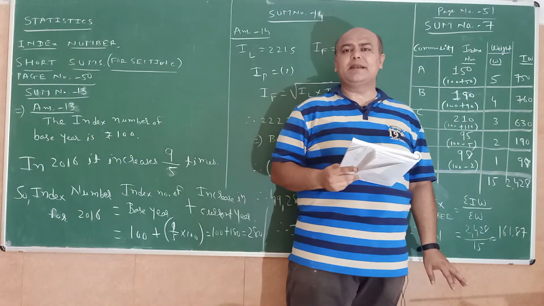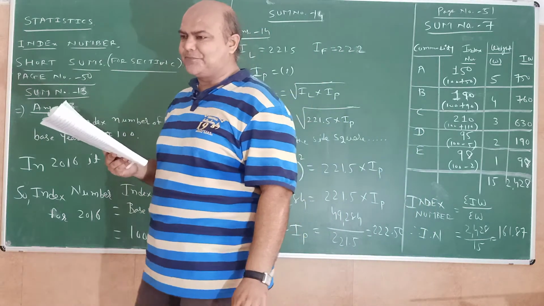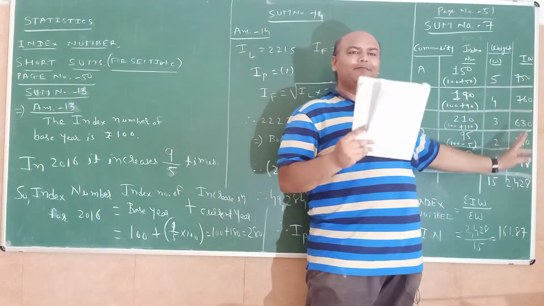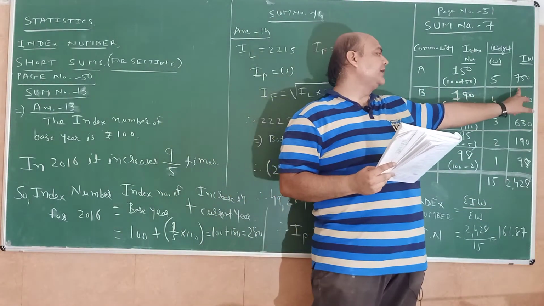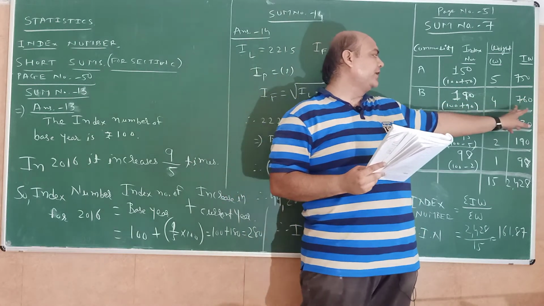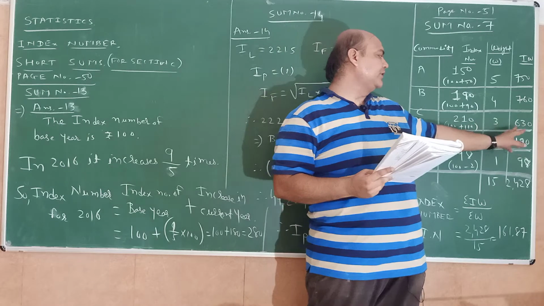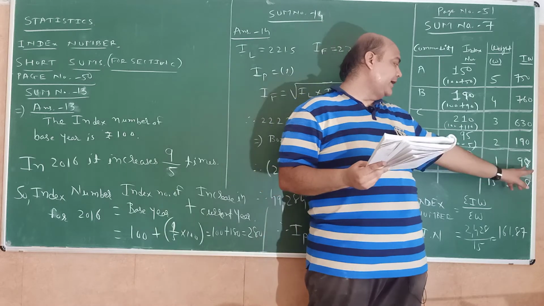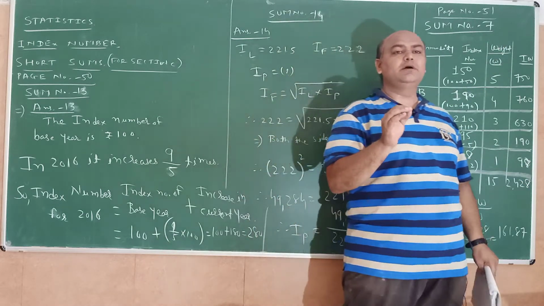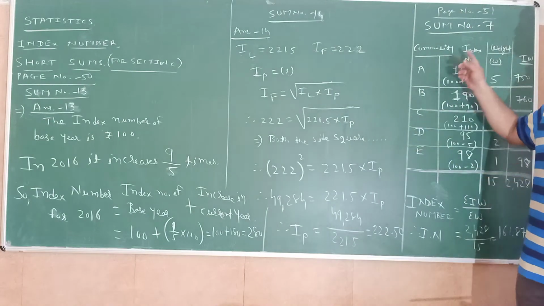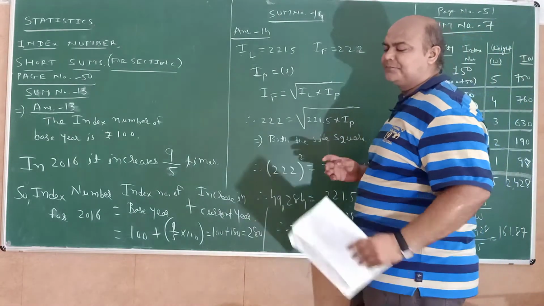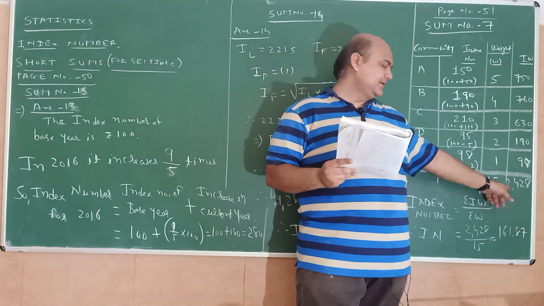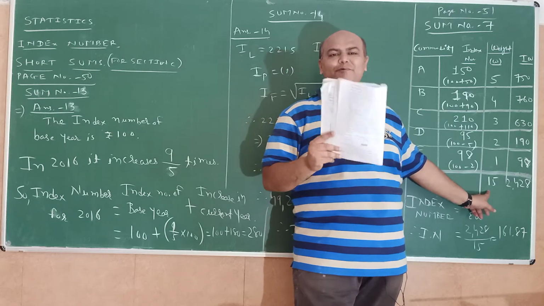To find the index number, the last column we have to prepare is IW, that is index number I multiplied with W. So 150 into 5, that is 750. 190 into 4, 760. 210 into 3, 630. 95 into 2, 190. 98 into 1, 98. At last we have to do the total of the column of IW and the total of the column of W, that is weight. The total of the column of IW is 2428 and the total of the column of W is 15.